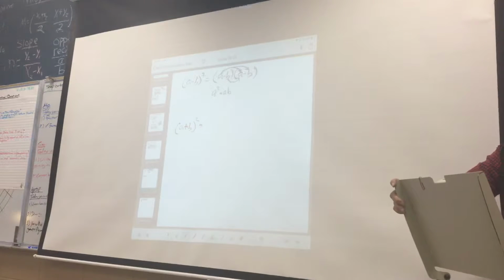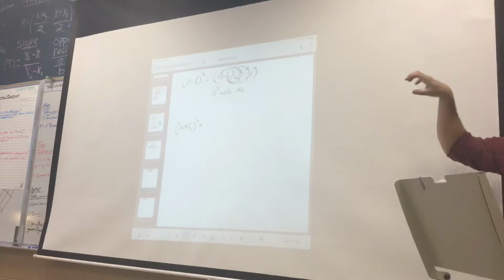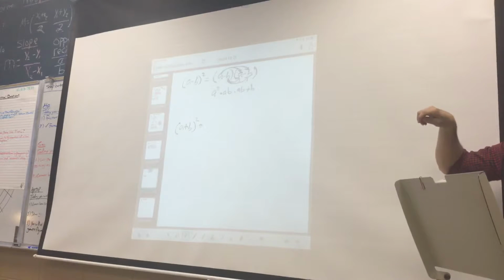My inner terms, so it's negative b times a, but remember, you're multiplying, so it doesn't matter how you shuffle it. So it's another negative ab. Then the last one, negative b times negative b, which is b squared.